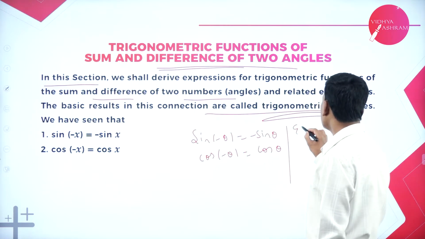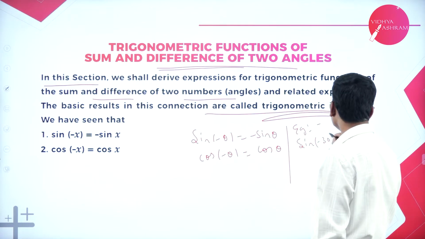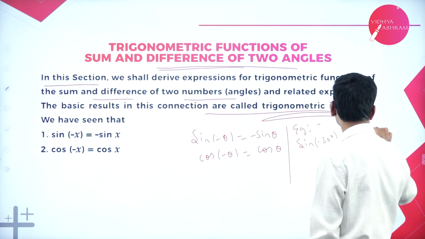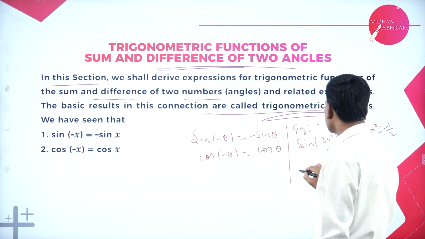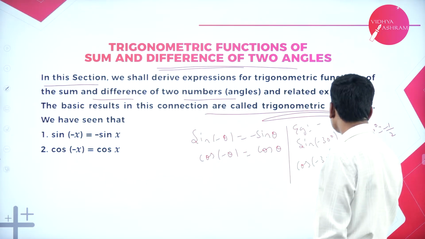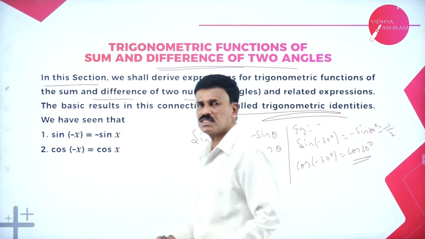Now for example, let us consider sine of minus 30 degrees, which can be written as minus sine 30, and this is equal to minus 1 by 2. Whereas if you consider cos of minus 30, this can be written as cos 30. The minus becomes plus, so it is cos 30 degrees.